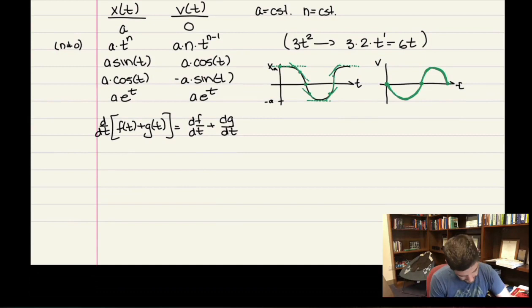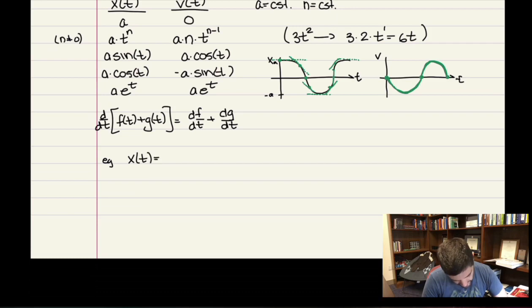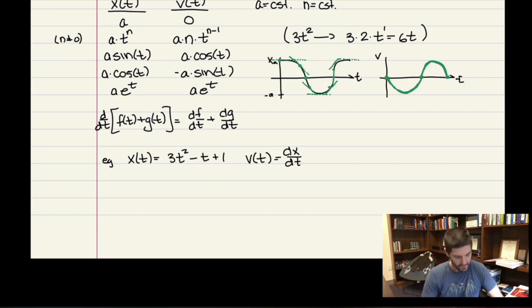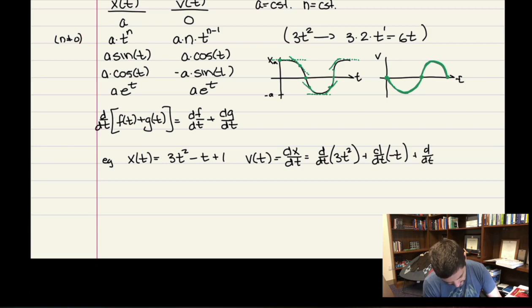For example, suppose I tell you that my position as a function of time is 3t squared minus t plus 1. Then the velocity as a function of time is the derivative of this position curve. But by the distribution rule, I can take the derivative of 3t squared, I can add that to the derivative of minus t, and then I can add to that the derivative of 1. The derivative distributes.